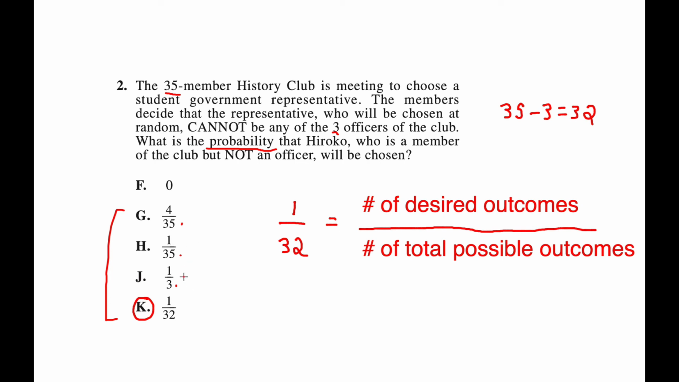And then J, this could reflect the mistake of thinking that we're actually choosing from the 3 officers of the club, and that also Hiroko is one of those 3 officers, which of course is not correct.